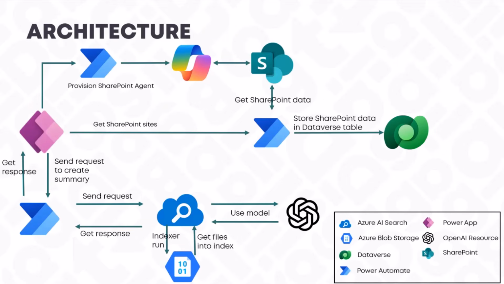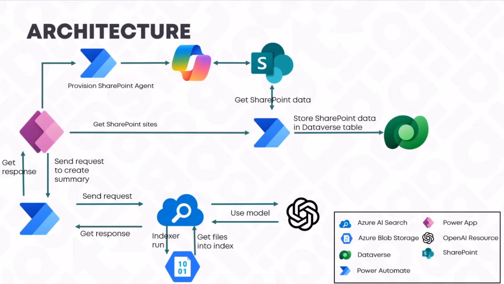So here is an overview of the architecture. Maybe it looks a bit impressive, but it's quite easy to explain when you know the Power Platform artifacts. We can see the Power App, which we just saw in the demo, and there is a flow which can create the SharePoint agent, and of course all the information is stored in Dataverse, and the AI search part is used to index the information on what's on the SharePoint site and to get the content back to get a summary.